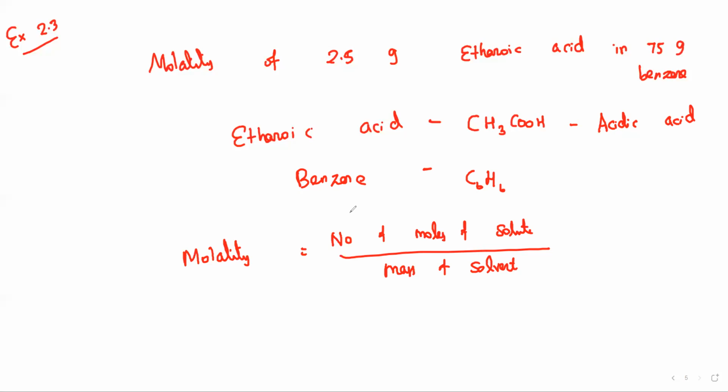If they ask molarity, they have to give the volume. Here they are asking us to find the molality only. So we know the mass of solvent, because the solvent is benzene. We know it, the 75 gram. So what we have to find? Number of moles in 2.5 gram of ethanoic acid. This is what we have to find.